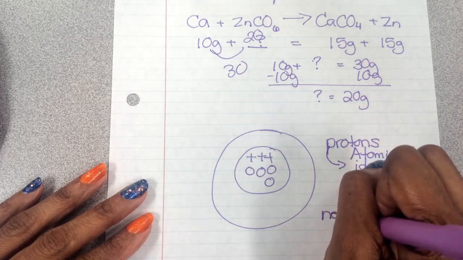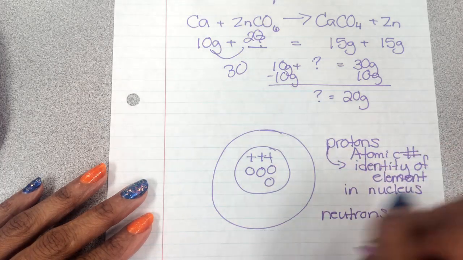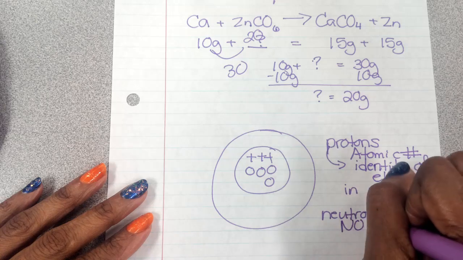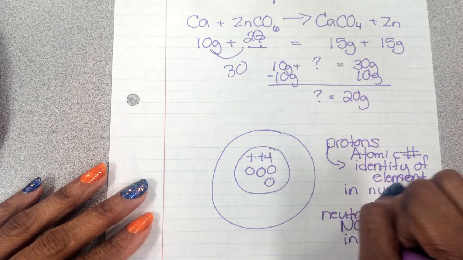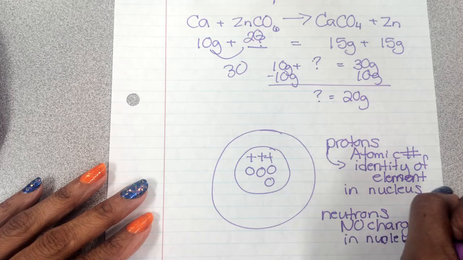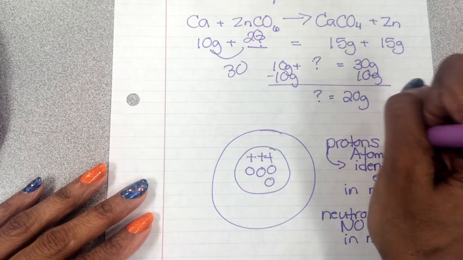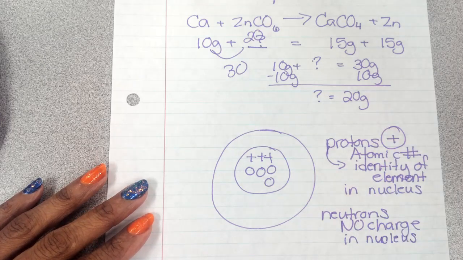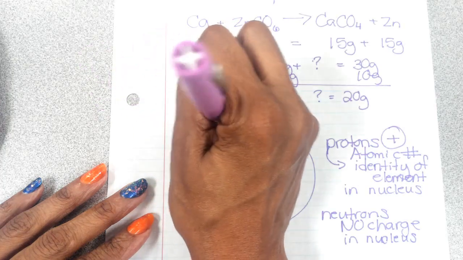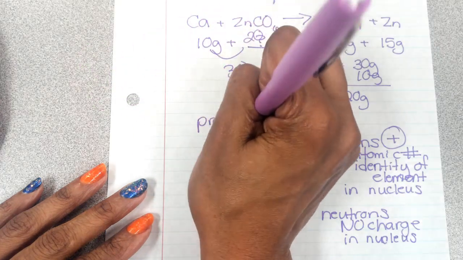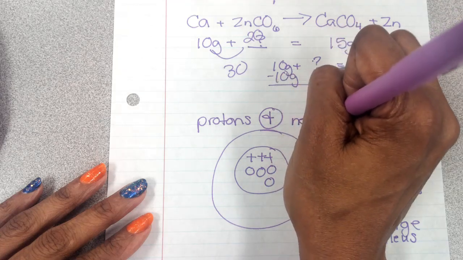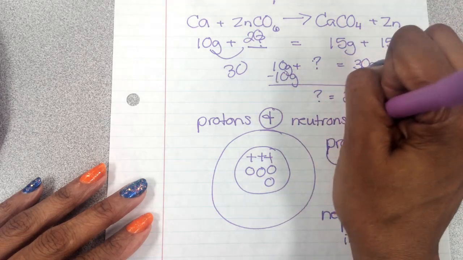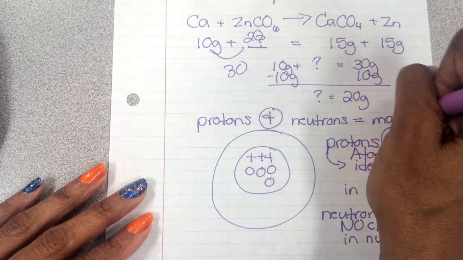Neutrons, no charge. They are in the nucleus. And remember, protons are positive. Your protons and neutrons give you the mass. Okay?